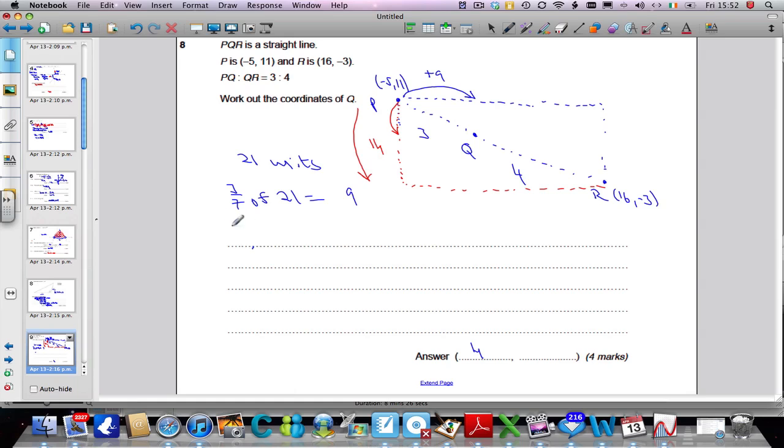3/7 of 14. So I'm going to find 3/7 of 14. 1/7 is 2. 3/7 is going to be 6. So I'm going to go 6 units down. So I'm going to take 6 away from the 11. 11 take away 6 is 5.